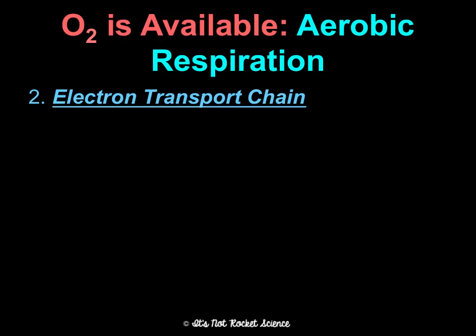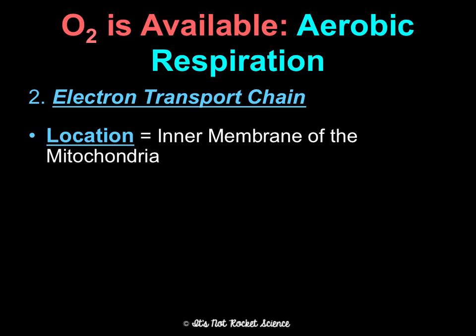Then the NADH and the FADH2 go on to power this next step, which is the electron transport chain. Notice the ETC was the first step of photosynthesis, but it's the second step of cellular respiration because they're basically opposites, which we'll look at in a minute. But its location is in the inner membrane of the mitochondria.